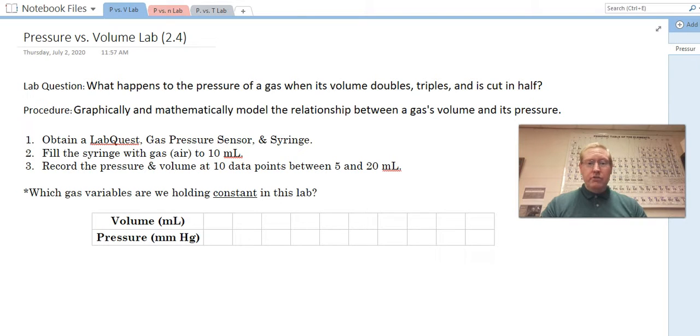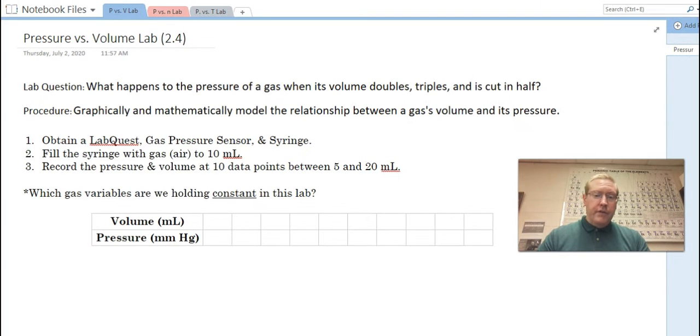Now, before we start doing that, we have a question that we need to answer. Which gas variables are we holding constant in this lab? It's not volume. We just said we need to change the volume so that we get 10 different data points between 5 and 20 milliliters. It's probably not going to be the pressure because we're expecting to see some kind of change in pressure when we change volume. So that really only leaves 2 other possibilities for variables that we're going to need to keep constant. And those 2 variables are going to be temperature.